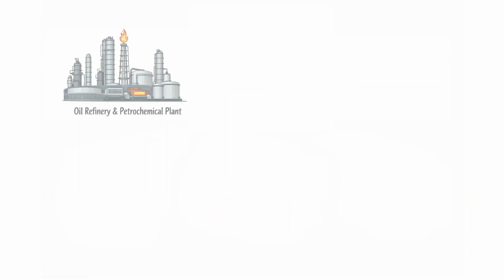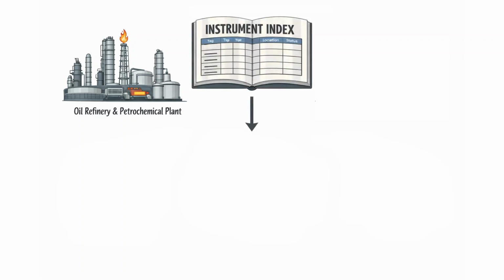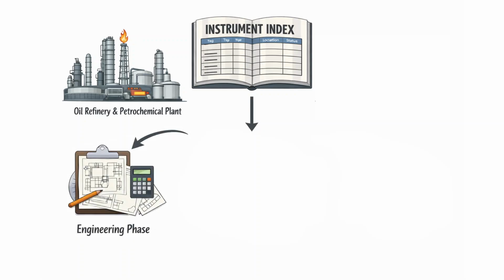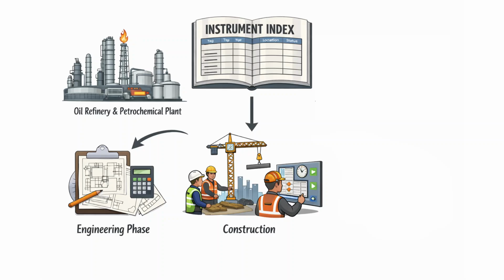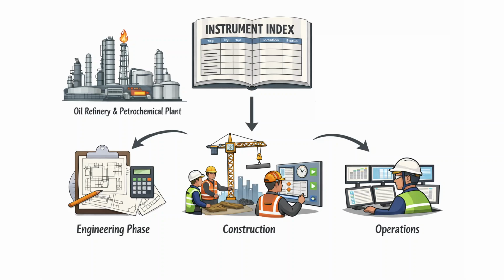On a large project, an oil refinery or a petrochemical plant, you might have thousands of instruments. The instrument index is what keeps track of all of them. It's updated throughout the project lifecycle, from the early engineering phase through construction, commissioning, and into operations.